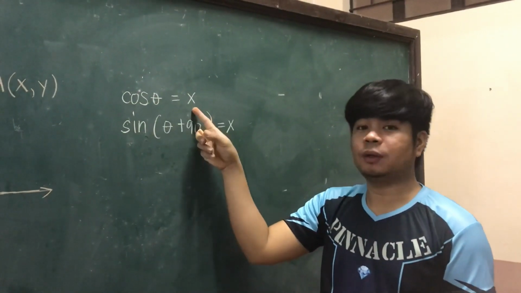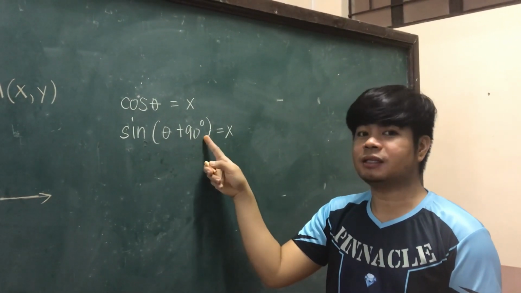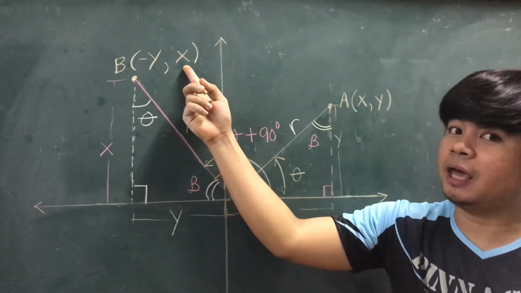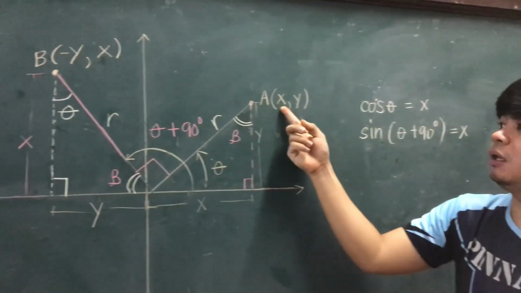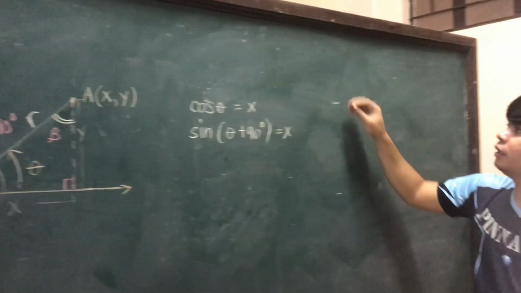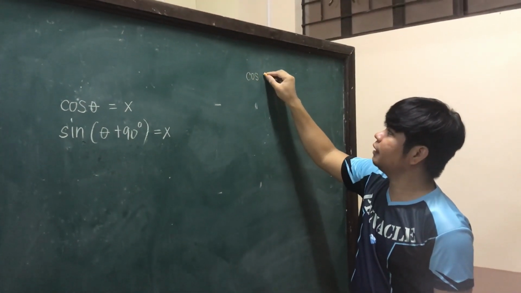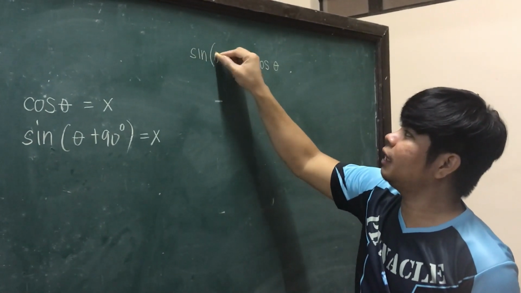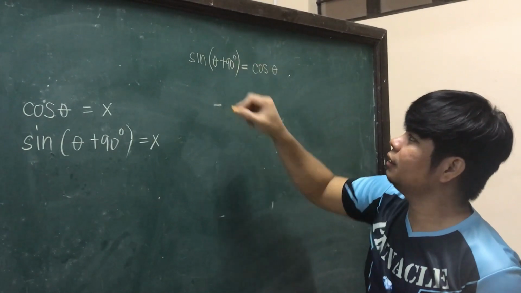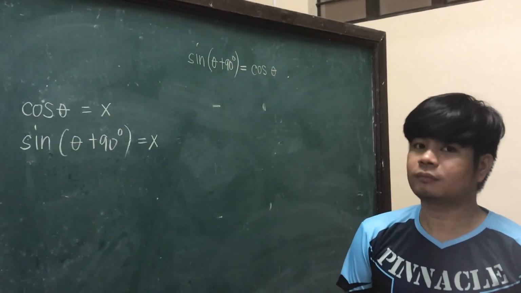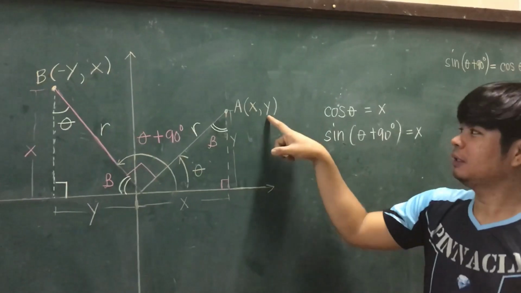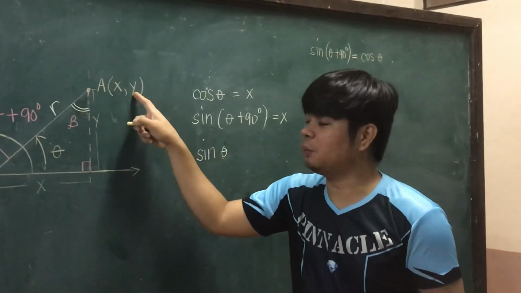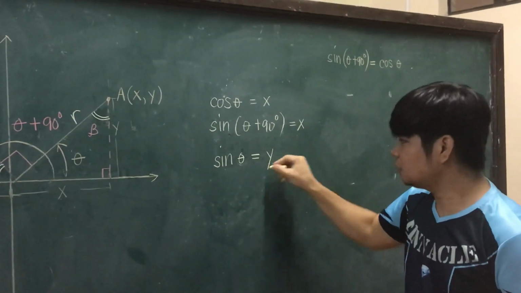Since cosine theta is equal to x and sine of theta plus 90 degrees is also equal to x, based on the illustration here, x is just a representation of the y coordinate, and x here is the x coordinate. Therefore, we can say that cosine theta is equal to sine of theta plus 90 degrees. But if you observe y here, we know that is a representation of sine theta. The y here is equal to sine theta.